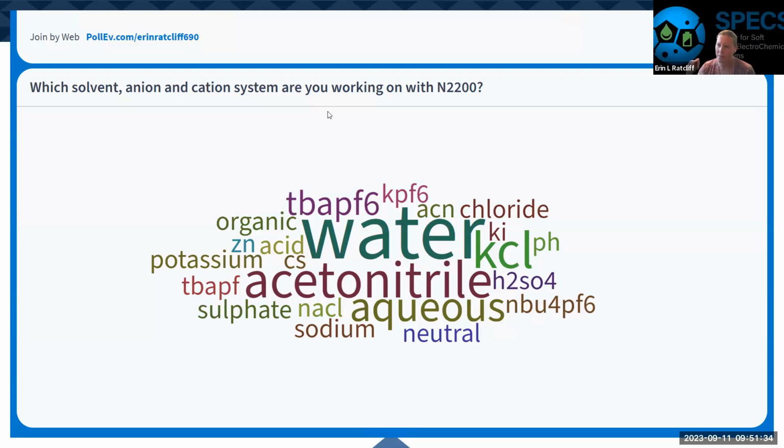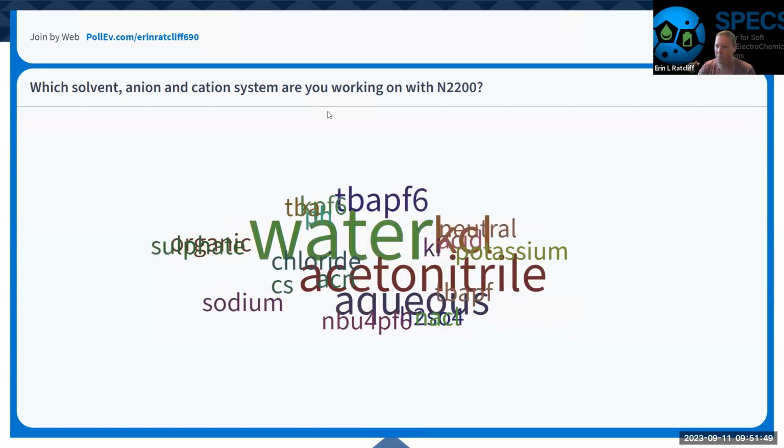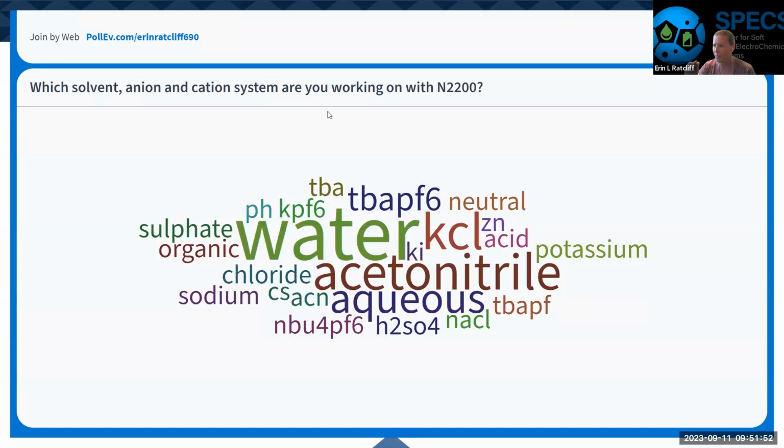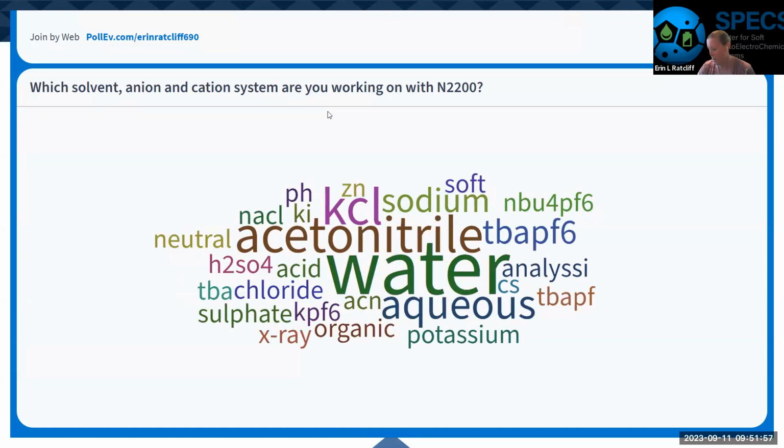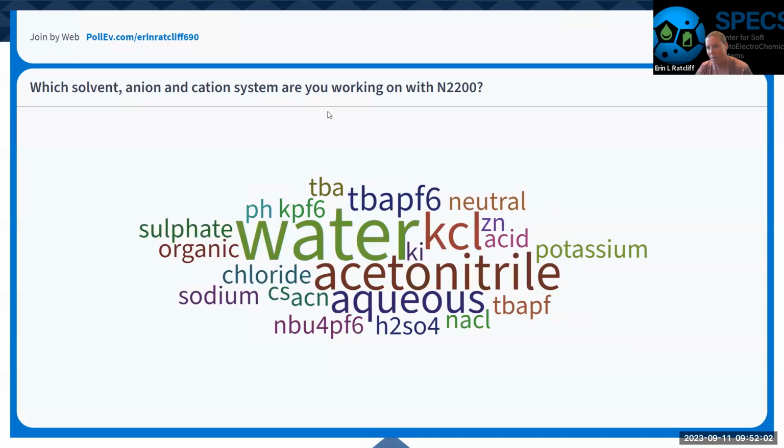I'm seeing a lot of potassium, water, acetonitrile, and a variety of different anions. Looks like we've got some tetrabutyl ammonium. Then I see a couple of hard cations in there, some zinc, some cesium, sodium. All right, so if we're going to try and answer the question as a center, how are we going to characterize polaron-ion interactions? Looks like we've got a couple of different bins that we could start to put this into as a team.